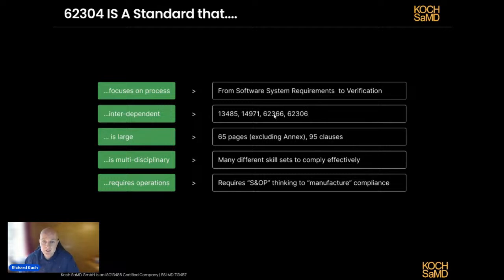It's also a large standard, 65 pages, excluding the annex. It's got 95 clauses, and those clauses start post the definitions and end just before the annex starts. It's multidisciplinary, so it requires many skill sets to implement it effectively. And it requires operational thinking to implement, which is something I'll touch on a little bit later, where you really require something similar to supply chain sales and operations planning thinking to manufacture compliance. And I'll try to explain what that means.